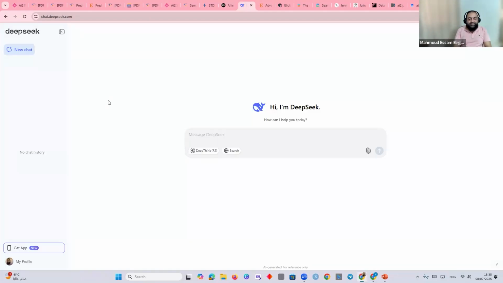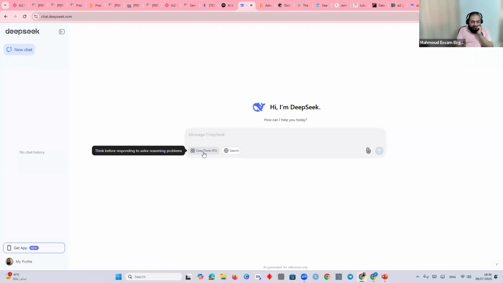DeepSeek. DeepSeek is the Chinese version of ChatGPT, and this is the second thing I use in writing, after ChatGPT. When I ask ChatGPT a question, the second thing is I ask DeepSeek the same question, and I read both so that I know what the gaps are in DeepSeek that I cannot find in ChatGPT, and vice versa.